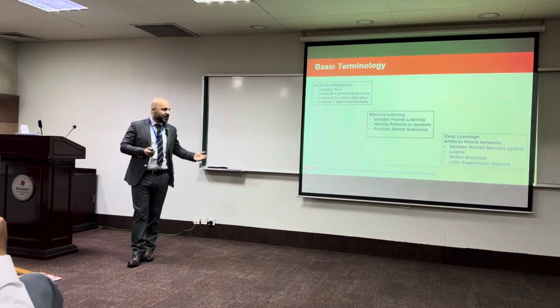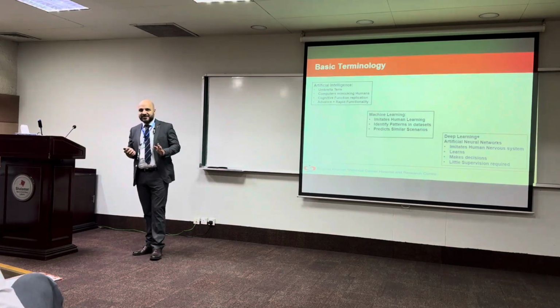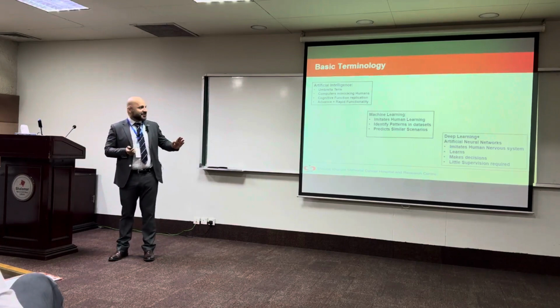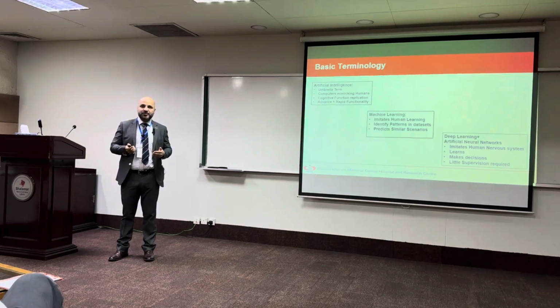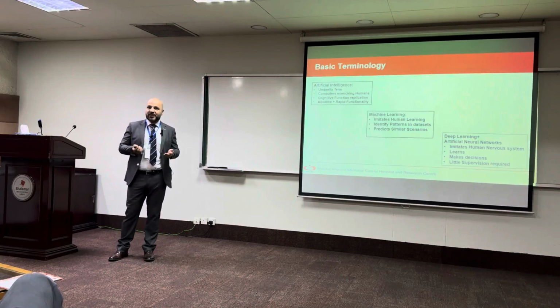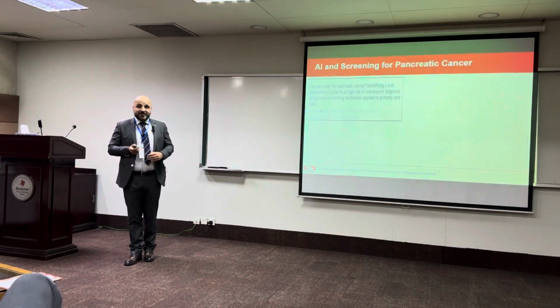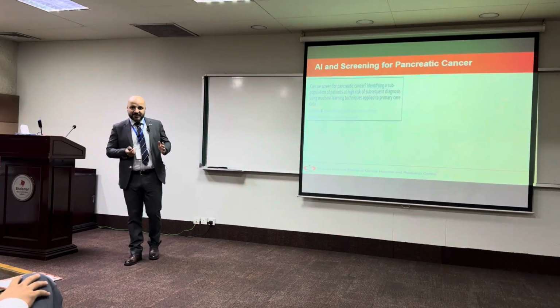So deep learning is part of artificial neural networks. Now, if anybody remembers the Terminator film back in the 90s, I don't know if you were all born in the 90s or not, but for those who remember that, the computer was able to think for itself. It was able to make its own decision, and it was fairly independent and required very little supervision. That's where deep learning comes in. So that's the next stage of artificial intelligence, and that's where the world is moving towards. So I'm going to start with screening for pancreatic cancer first.